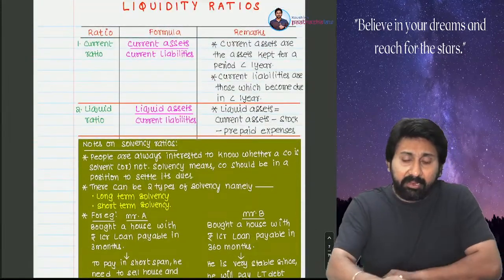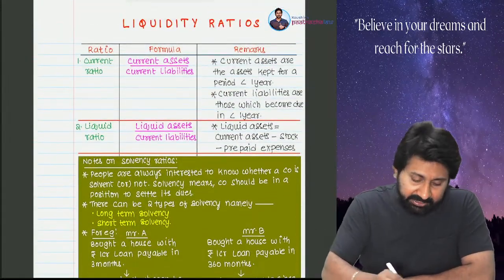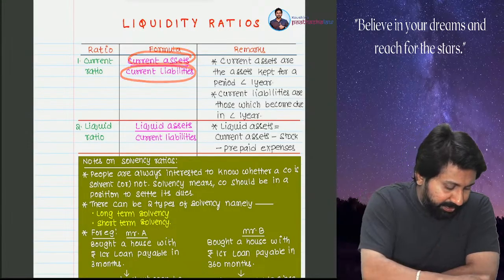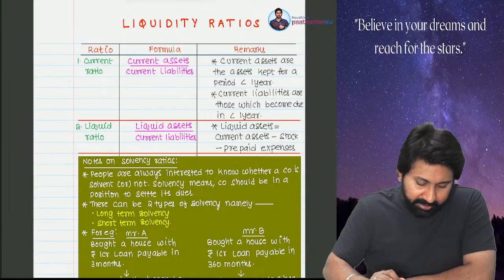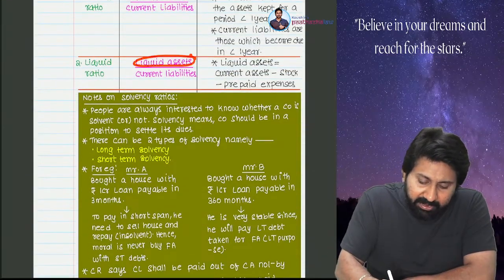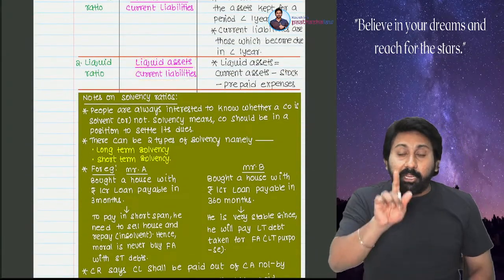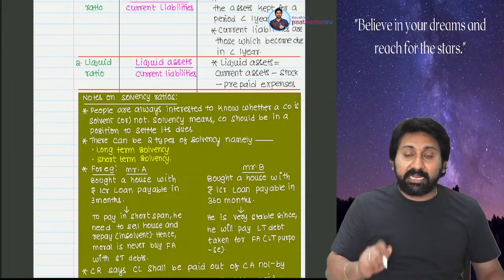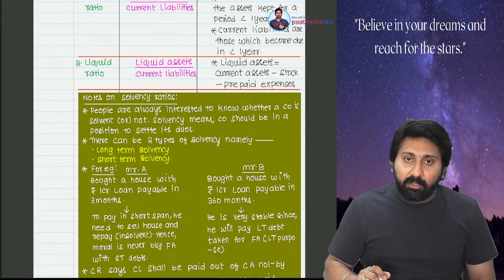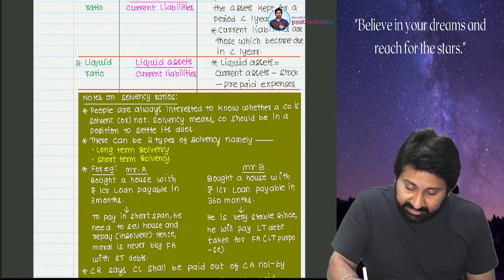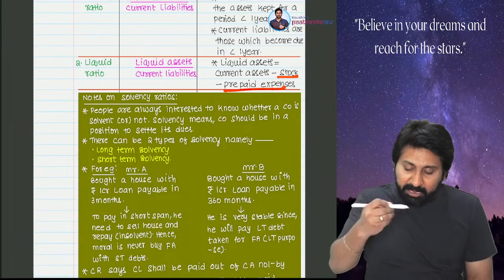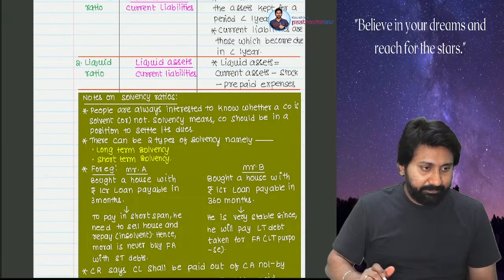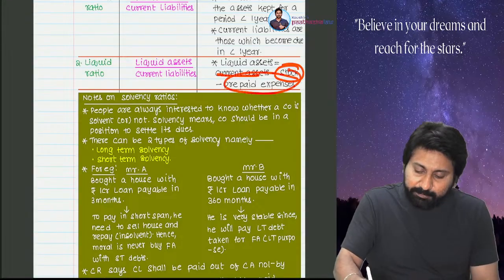First, liquidity ratio. Some important observations let us make. Current ratio, current assets by current liability. Liquid ratio, liquid assets by current liability. The denominator, current liability, is common. In the first category, current assets will be there. In the second category, liquid assets will be there. What is a liquid asset? Current assets minus stock minus prepaid expenses.